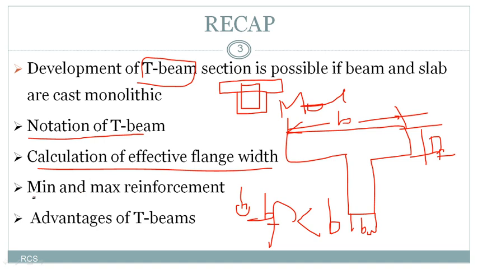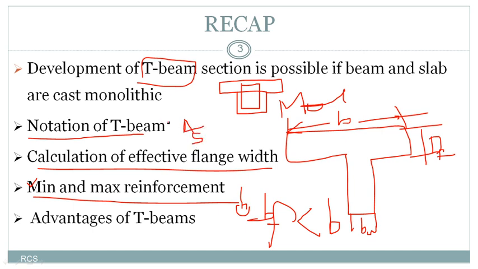And also we have discussed the minimum and maximum reinforcement to be provided in the T-beam. According to the codal provision, the minimum reinforcement to be provided is AS divided by BW into D equal to 0.85 by Fy. AS in this formula is the minimum area of steel reinforcement provided in the tension zone.